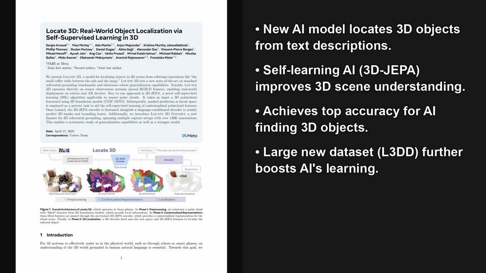The core of their approach involves 3DJEPA, a novel self-supervised learning, or SSL algorithm. Self-supervised learning is a technique where the AI model learns from the data itself without needing explicit human-provided labels. In this instance, by working with 3D point clouds, which are collections of data points that represent a 3D scene. This system shows strong results in referential grounding, which is the task of connecting language descriptions to specific objects.